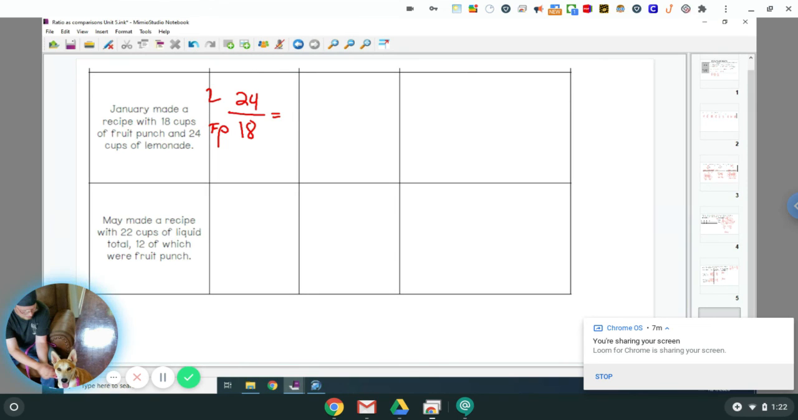So we can reduce this by dividing both the top and the bottom by 6. 24 divided by 6 is 4, and 18 divided by 6 is 3. So you get 4/3. So no, this is not the same ratio.